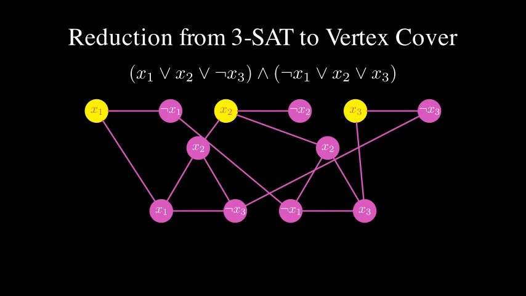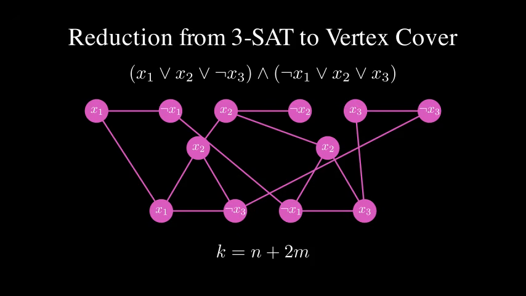We can cover the edge in each variable pair by selecting exactly one vertex. Selecting any 2 vertices from each clause triangle ensures the triangle's edges are covered. Therefore, let k be the number of variables plus twice the number of clauses.